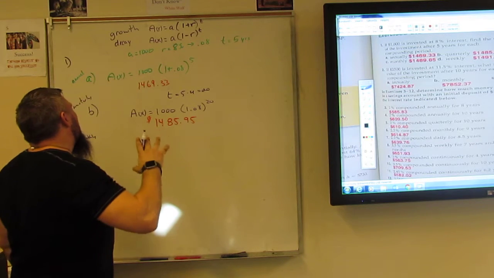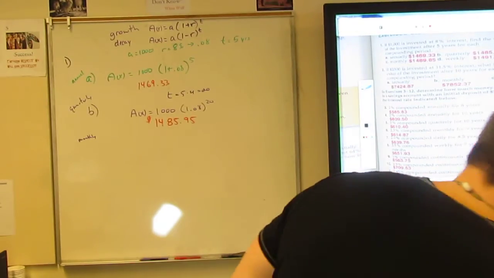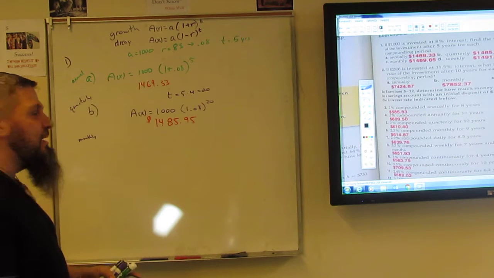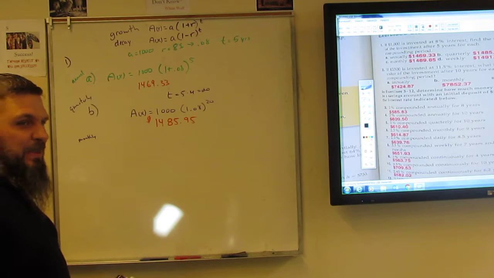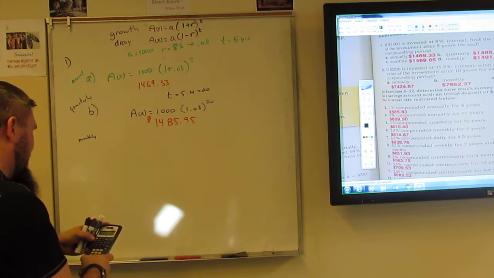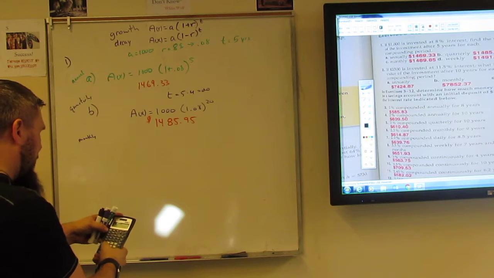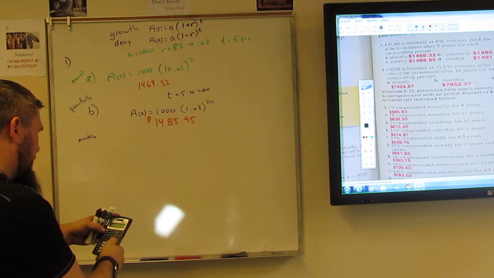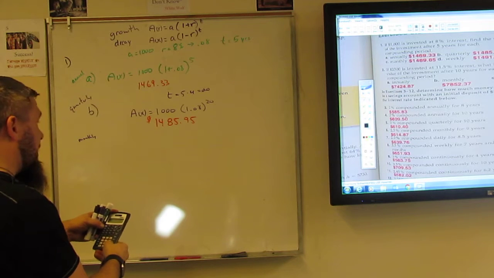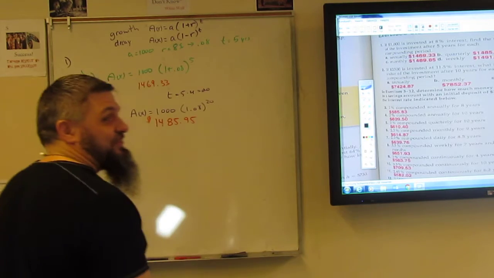Oh, whoa. Not true. Wait, shouldn't it be 5 divided by 4? No, it is 5 times 4, but I am missing a division part. Now if I do this, I have 1,000 times 1.08 raised to the power of 20, and that will not give me 1485. That gives me 4,000, right?